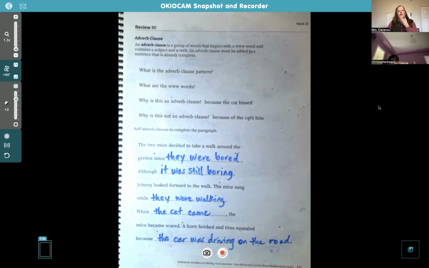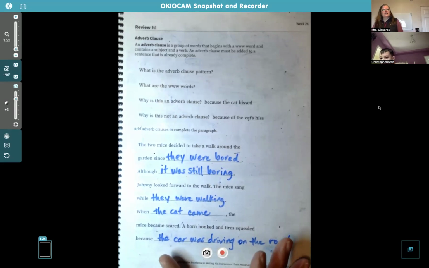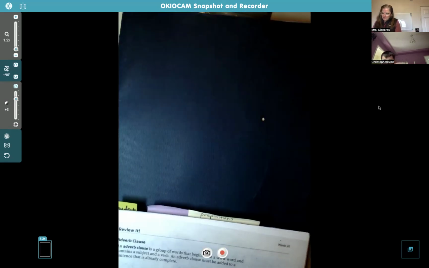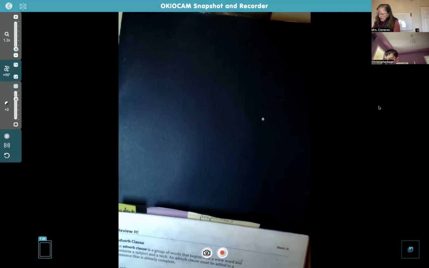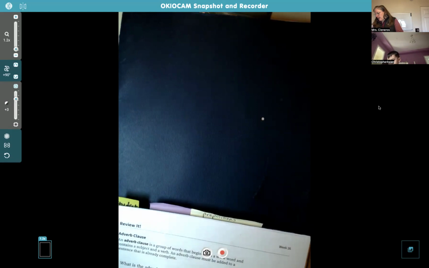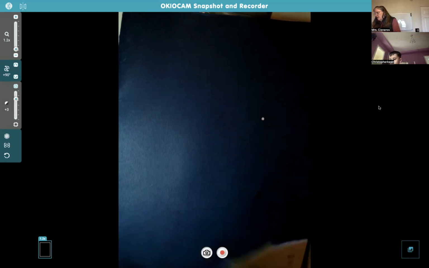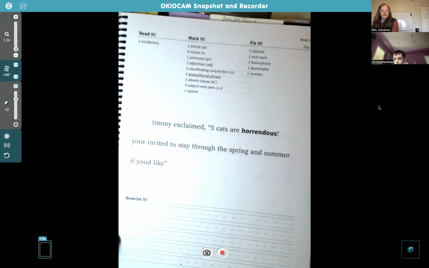Two mice decided to take a walk around the garden since they were bored. Although it was still boring, Johnny looked forward to the walk. The mice sang while they were walking. When the cat came, the mice became scared. A horn honked and tires squealed because the car was driving on the road. There you go. It adds a lot more detail to the sentence, makes it more interesting, even though it was boring. Good job, Christopher. Okay, go ahead and go on to the practice page 153.